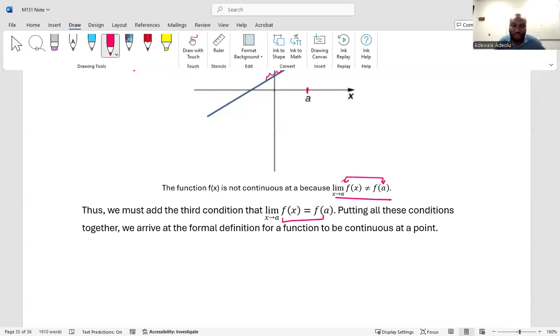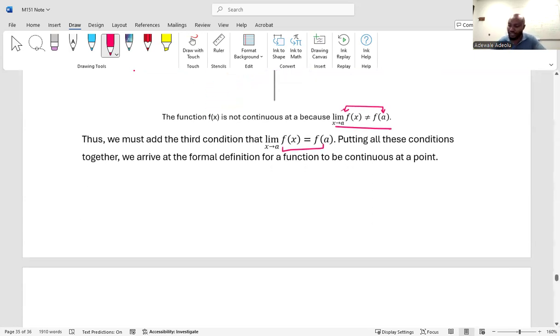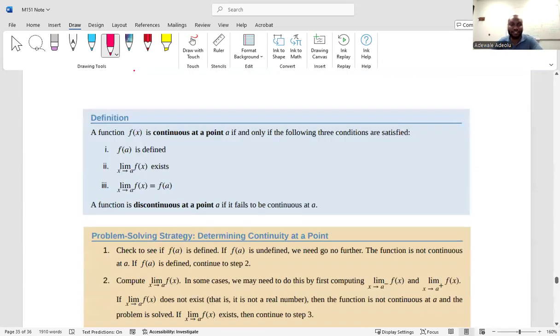Putting all these conditions together, we arrive at the formal definition for a function to be continuous at a point. And this is the definition. A function f of x is continuous at a point A if and only if the following 3 conditions are satisfied. The first one, that function at point A is defined. Then the limit of that function as x goes to that point A exists.